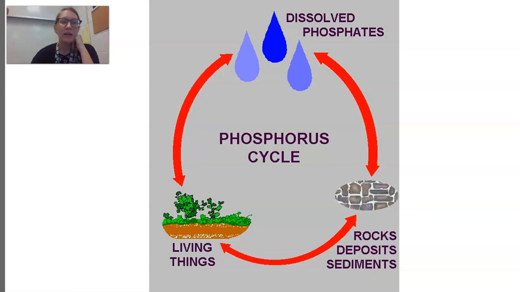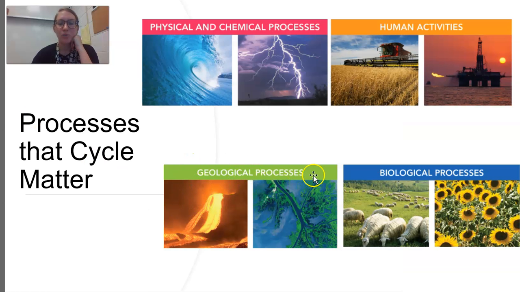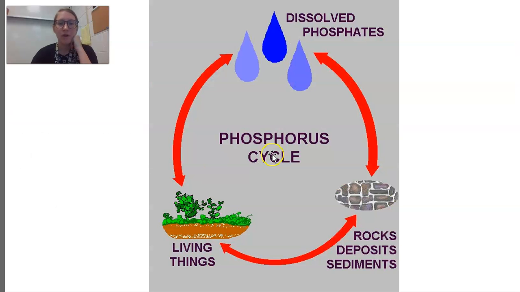So at the very beginning, the picture that I showed, this picture right here, a geological process, and I was talking about the rock cycle. This is one of those. This is the phosphorus cycle. So phosphorus is very important. It's important for living things. It's important for plants and animals. We need phosphorus. So all living things need it.